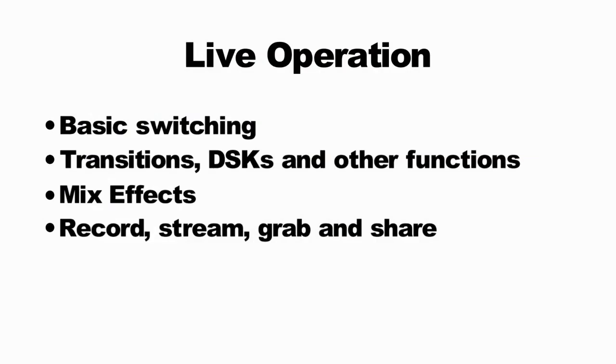We come to the actual production of a live show. Up to this point, we have talked about and configured many of the modules and inputs getting ready for a live production. In this section, we will cover basic switching techniques, using transitions, using the downstream keyers, fade to black, delegating the main T-bar, use of the MEs, and recording, streaming, and grabbing images, as well as sharing. Let's do a quick review of the interface.